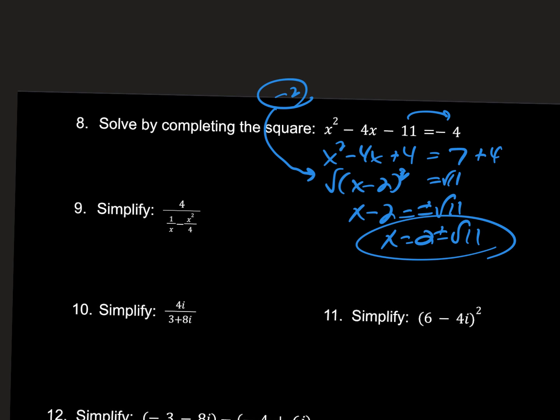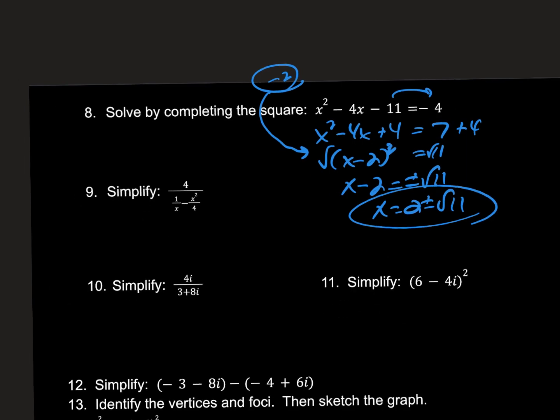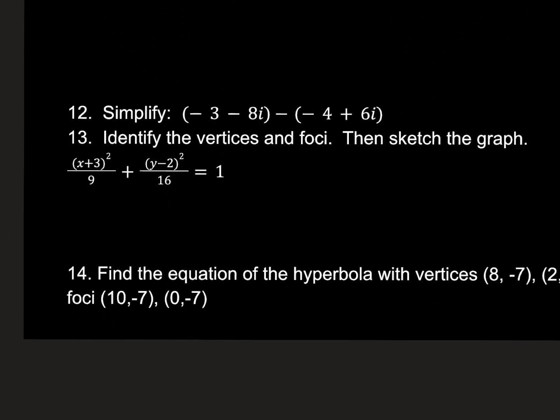What's next looks like number 13. So let's go down to 13. Identify the vertices and foci. It's an ellipse, which is the last thing we did. You need the center first. The center is negative 3 and 2. The best way to get the vertices, remember the bigger one is the major. And because the 16 is under y, that means the y is the major. And because it's 16, it means we're going to go 4 up and 4 down.